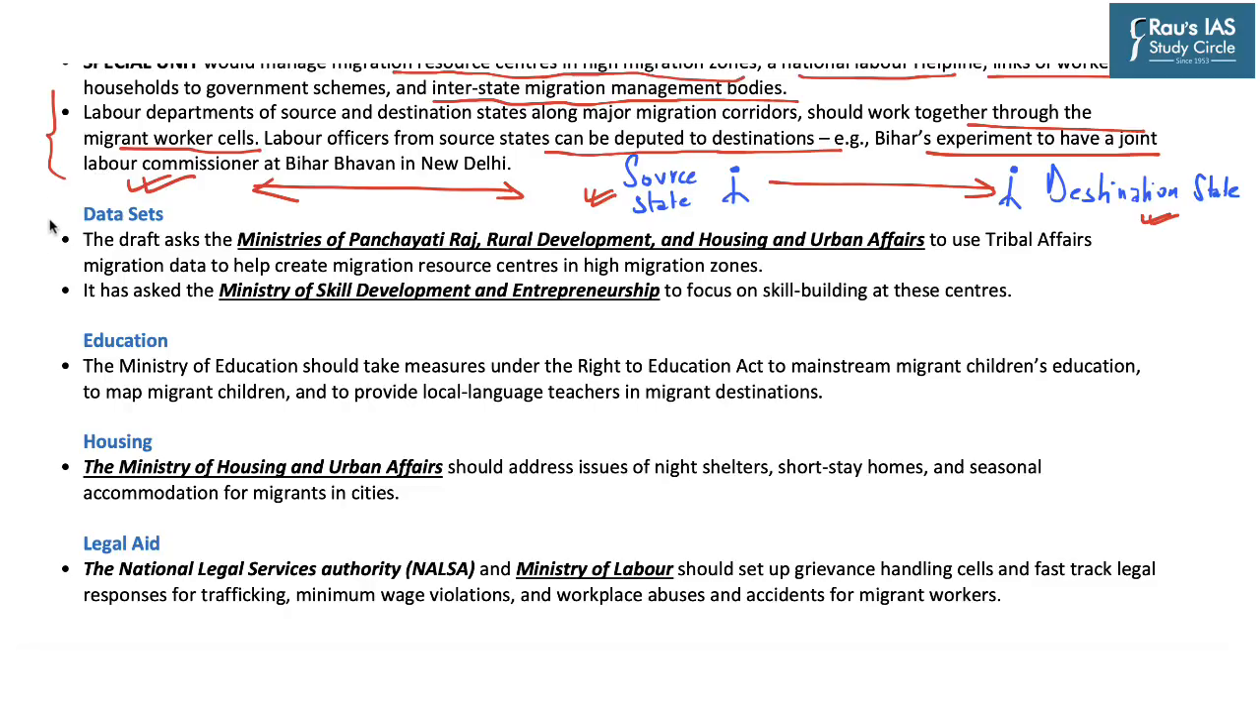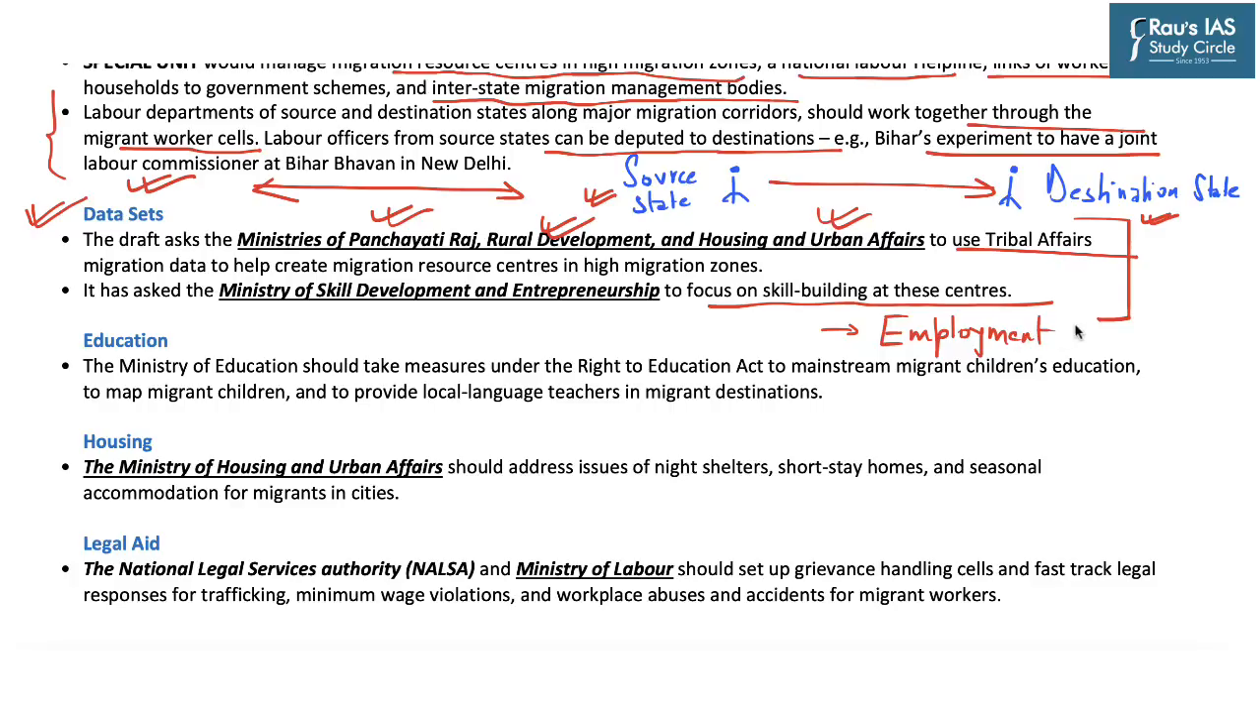Now, another aspect highlighted by the draft of NITI Aayog includes the aspect of data sets, where the draft has asked the ministries of Panchayati Raj, Rural Development, and Housing and Urban Affairs to use tribal affairs migration data to help create migration resource centers in high migration zone. Further, it has also asked the Ministry of Skill Development and Entrepreneurship to focus on skill building at these centers. So the idea is to ensure that these migrants get proper employment opportunities in the destination states.